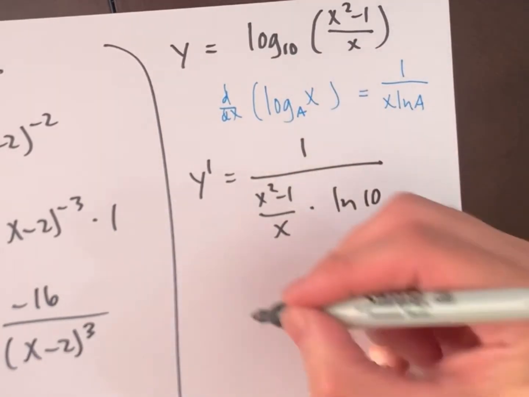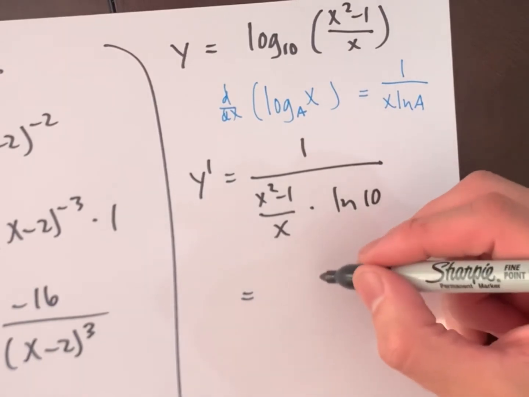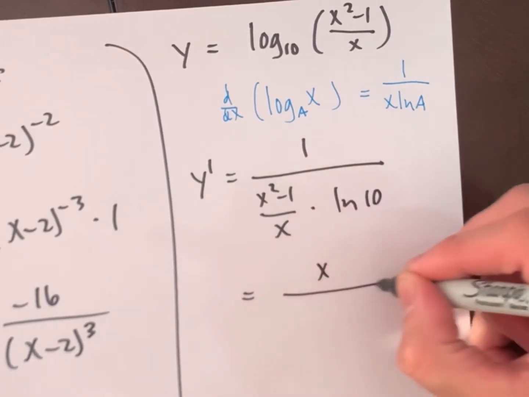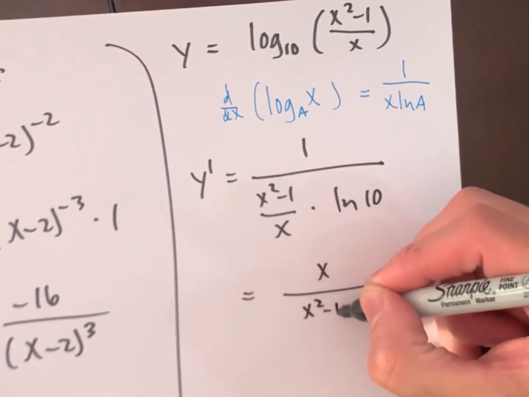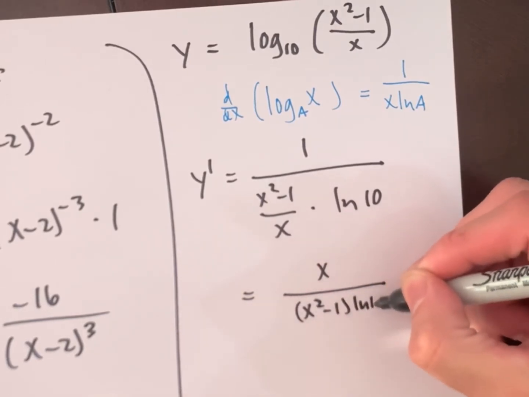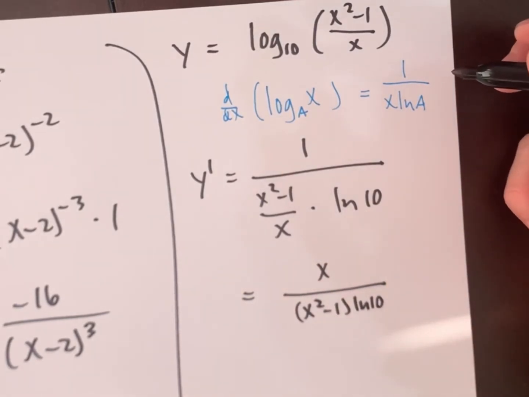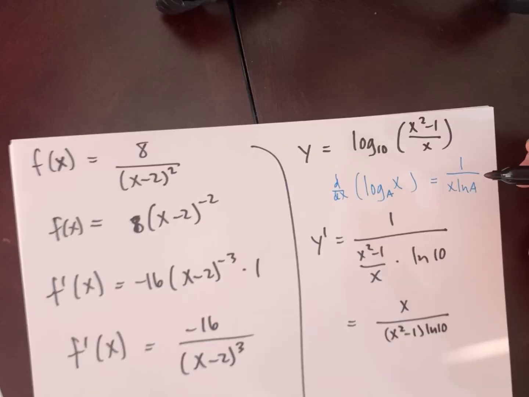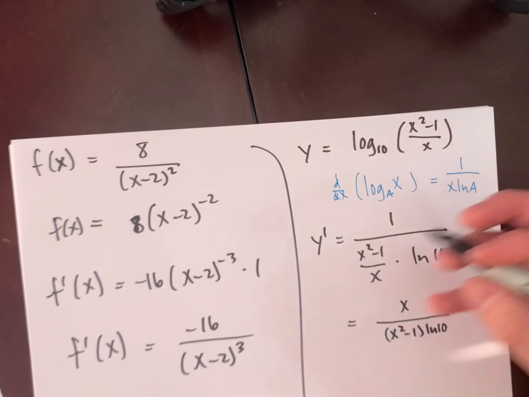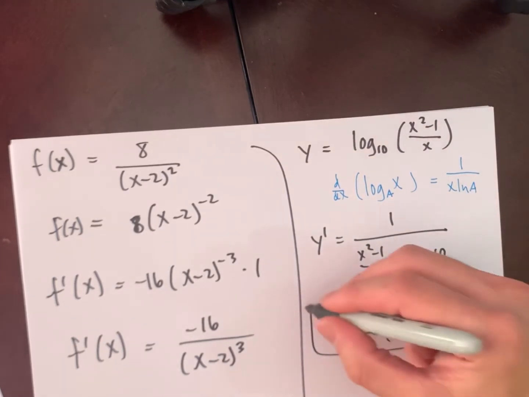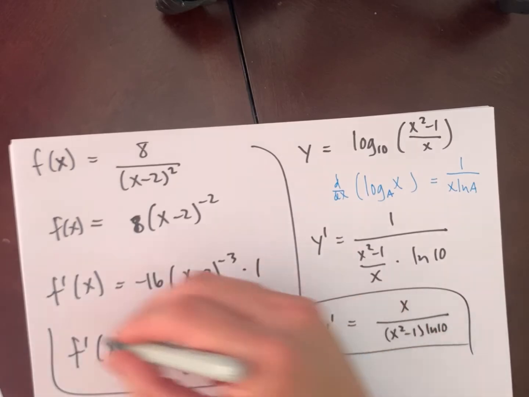So that's my setup. And if I clean this up, it's really just going to be x over x squared minus 1 times the natural log of 10. That's really as clean as it gets. I mean, I know that they want us to clean this up a lot, but that's a totally fine answer. I mean, I could do some things to it, but I'm just going to call this the answer for that one. And this was the answer here.